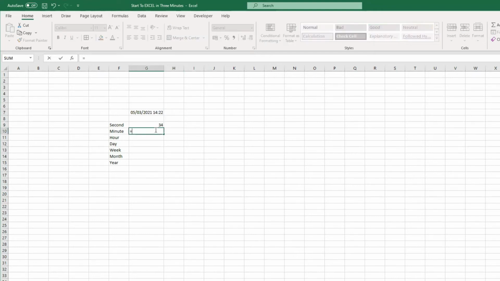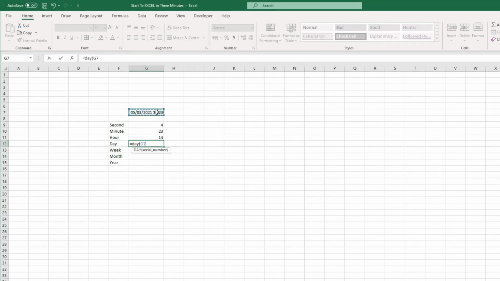Same for minute, and refer to the cell, the parenthesis closed and enter. Then I can see that the minute is 22, which is an exact match. And then hour is again 14, that's fine.